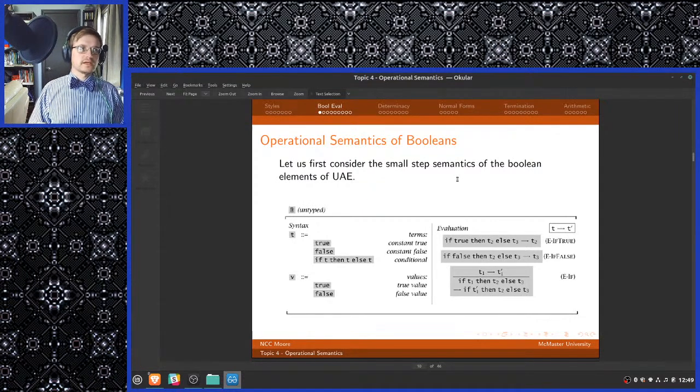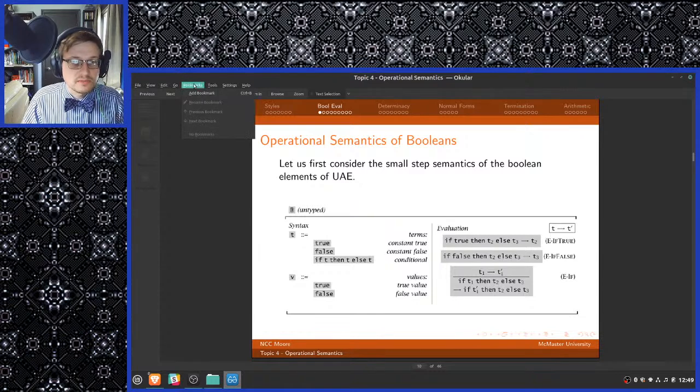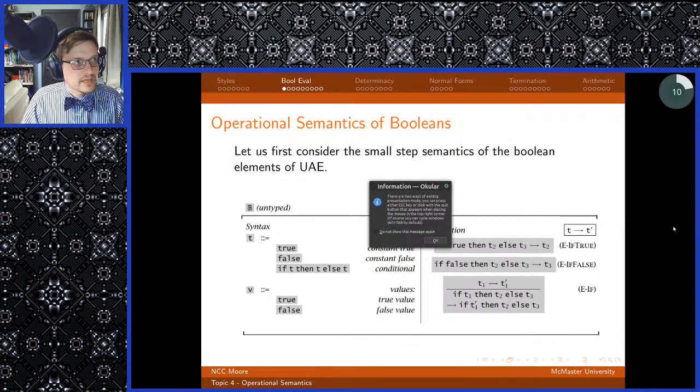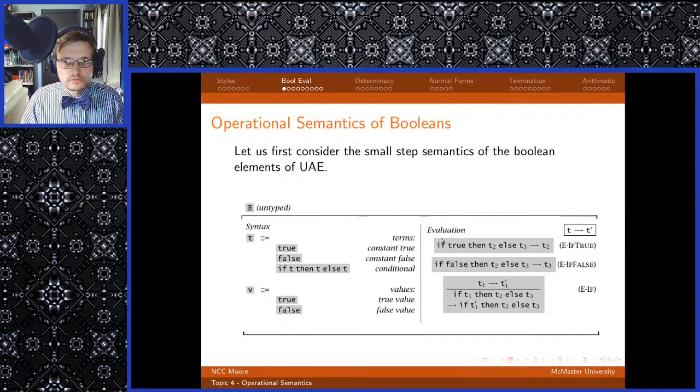So we will define a sublanguage of just Booleans that has only 3 terms. Could I make the slides larger? Let me see. I could probably do that. View, Presentation. There, that's a bit better, yeah? Yeah, that's probably considerably better. Thank you.